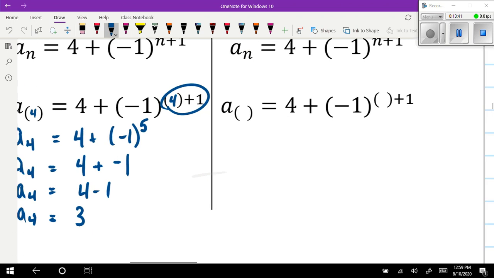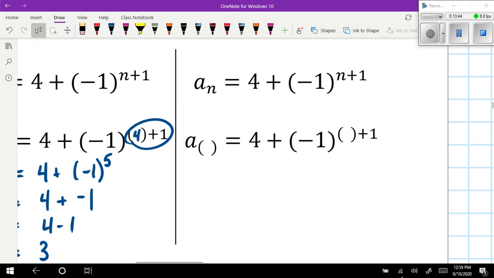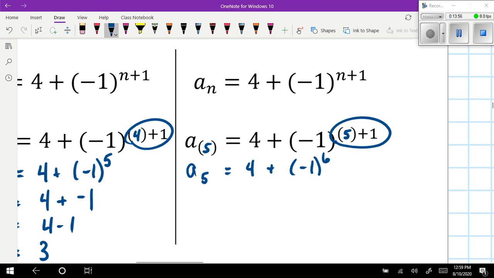Let's move on to a sub what? A sub 5. So put a 5 in here. So this is going to be a sub 5 equals 4 plus negative 1 to the 6. Negative 1 to the 6 is just 1. And 4 plus 1 is 5. So a sub 5 is 5.